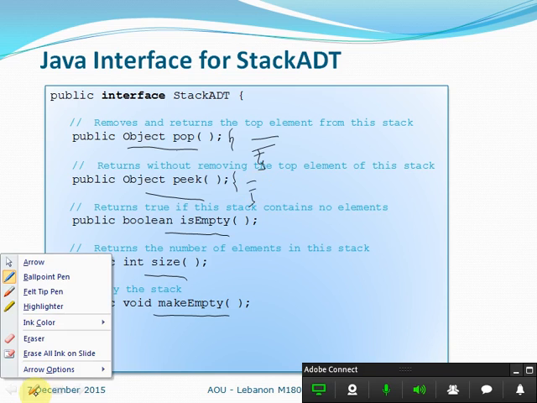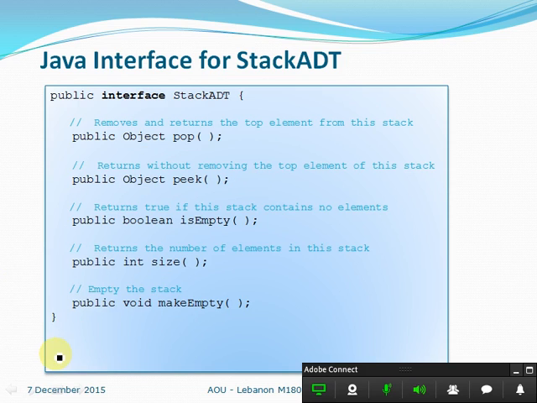Now you see here there are functions of a stack. There is a pop function, there is a peek, there is an isEmpty, there is a function called size, makeEmpty. Okay, pop function is to remove the topmost element and it will return the topmost element. Peek will just give you what is the topmost element in the stack. IsEmpty will check whether the stack is empty or not. It will return true if the stack is empty, otherwise it will return false. Size will give you the number of elements in the stack. MakeEmpty will make the stack empty.